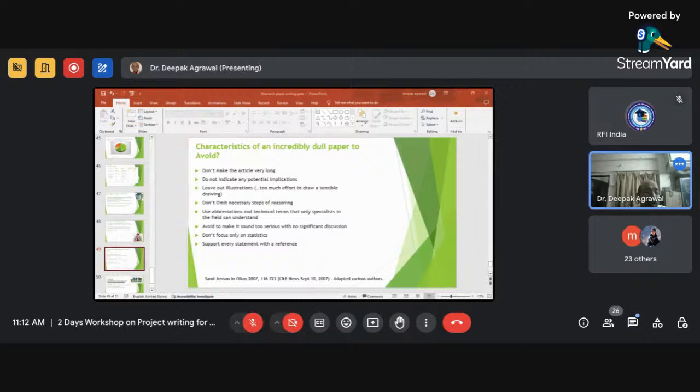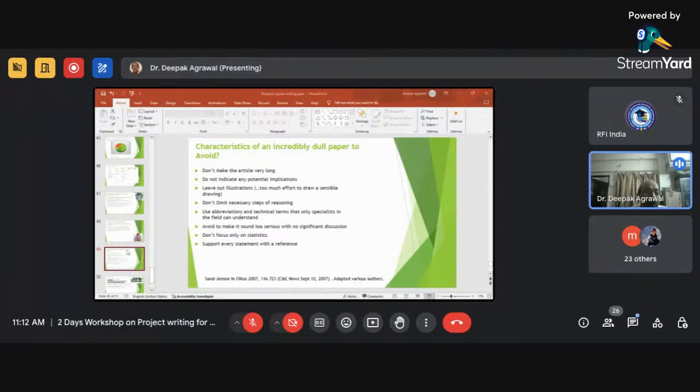Leave out illustrations. Don't omit necessary steps for reasoning. If it is required, please define. If it is not required, please avoid. Use fewer abbreviations and technical terms, and if you want to use them, at least first use the complete word, write the abbreviation, and then you can carry on. Avoid making your work sound too serious.